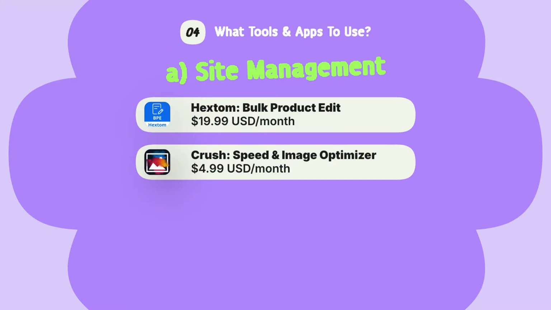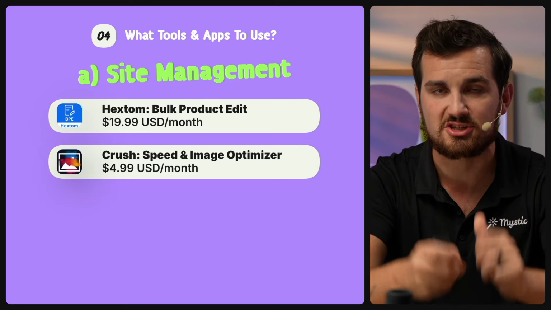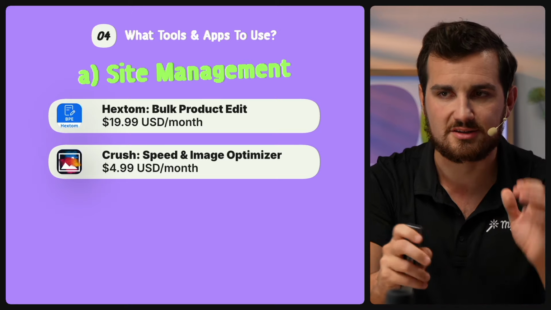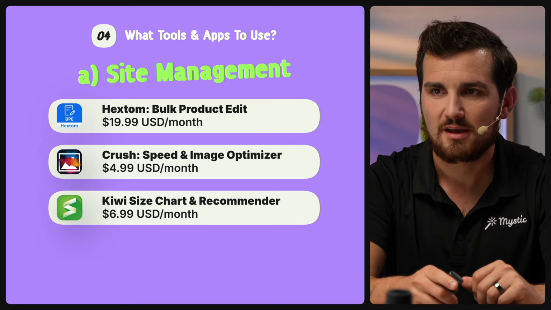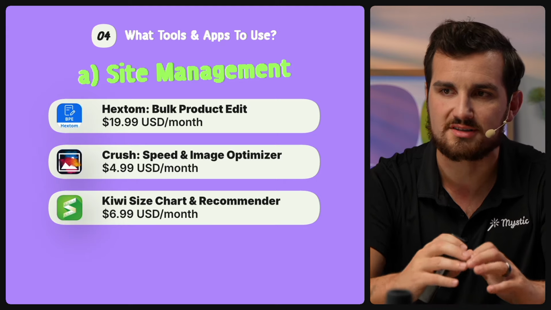And next, to really speed up our site speed, this one is super simple. It's $5 a month. Crush Pics basically takes all your product images and shrinks them down to a smaller file size, and that increases your conversion rate. It's my favorite thing: one click, and it's done. And next, we have Kiwi Size Chart, which, like we talked about, having a sizing chart is absolutely crucial for selling apparel.